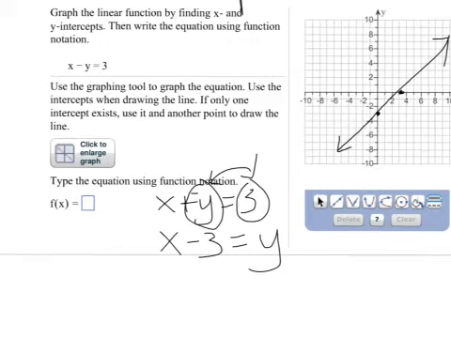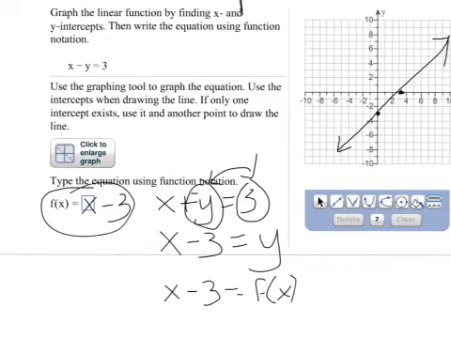But they want that in function notation, so I'll just replace y with f of x. So f of x equals x minus 3. That's my equation in function notation.